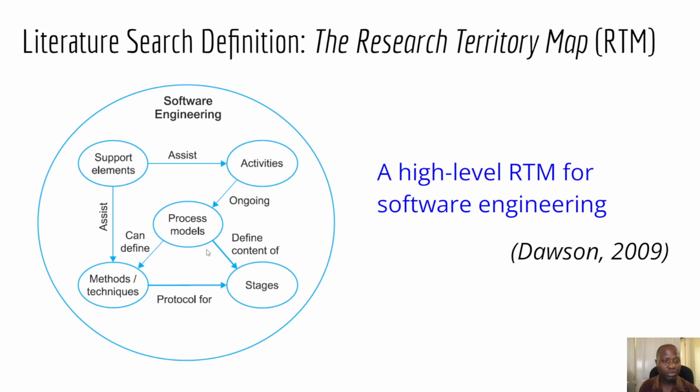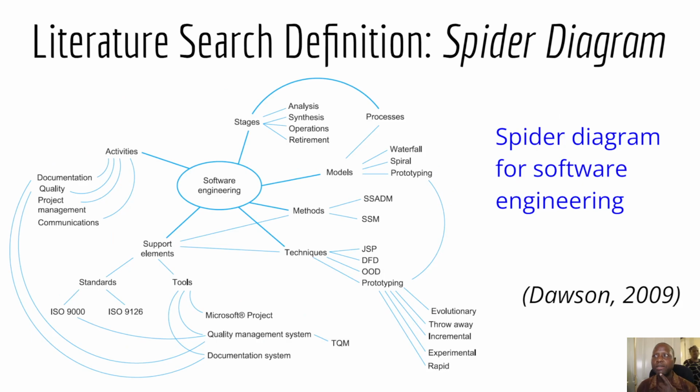But if you are focusing on process models, you can draw your diagram where you look at support elements which assist activities, and activities involve process models. And of course, you can also define methods, techniques and protocols for the various stages and so on. So that's the entire context of software engineering methodology, and that's a fairly large research territory for the domain of software engineering. So you need to map your domain and understand your problem better before you do a literature search definition.